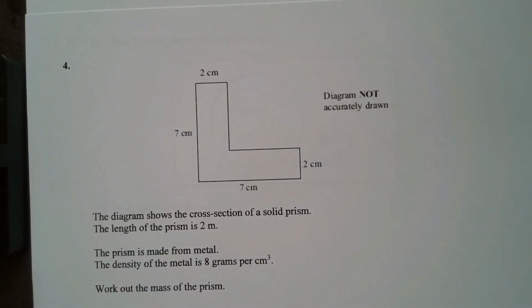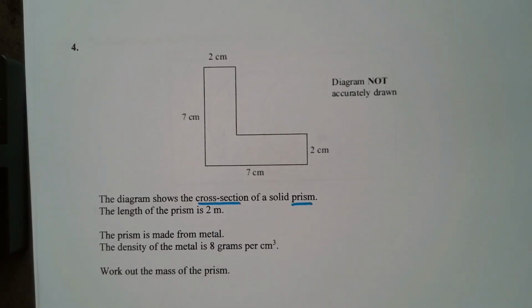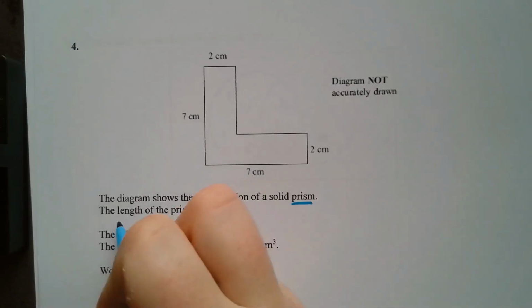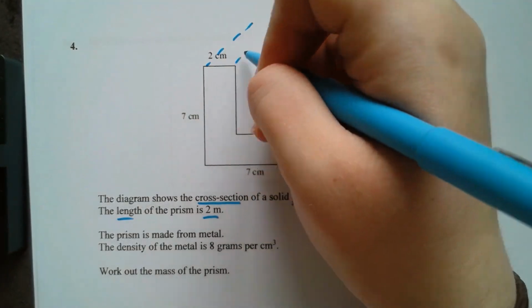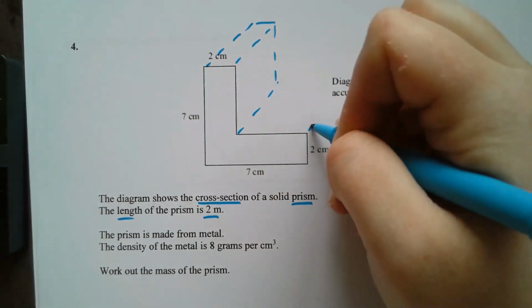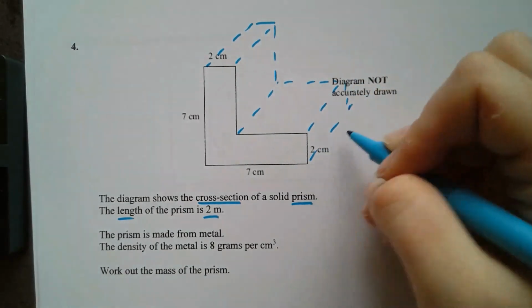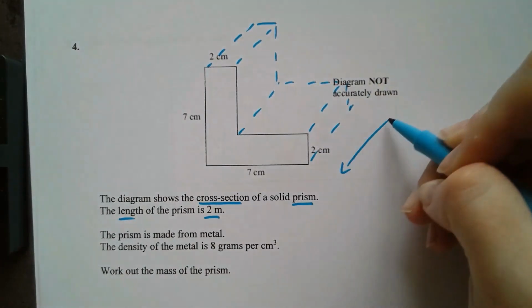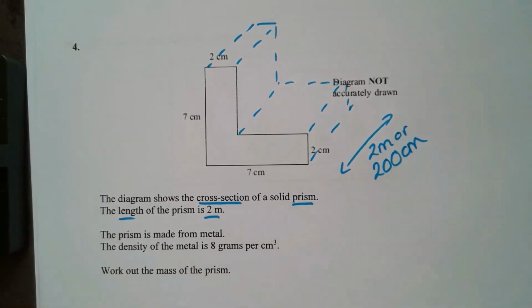This next question was a volume and density question. Reading through, the clues should have been like this. We've got a cross section of a prism, so this is just one flat side, and then we're given the length of that prism as 2 meters. So what I'm going to do is just extend this picture out a little bit to imagine what this would look like as a full prism, knowing that this section here is 2 meters or 200 centimeters in depth.